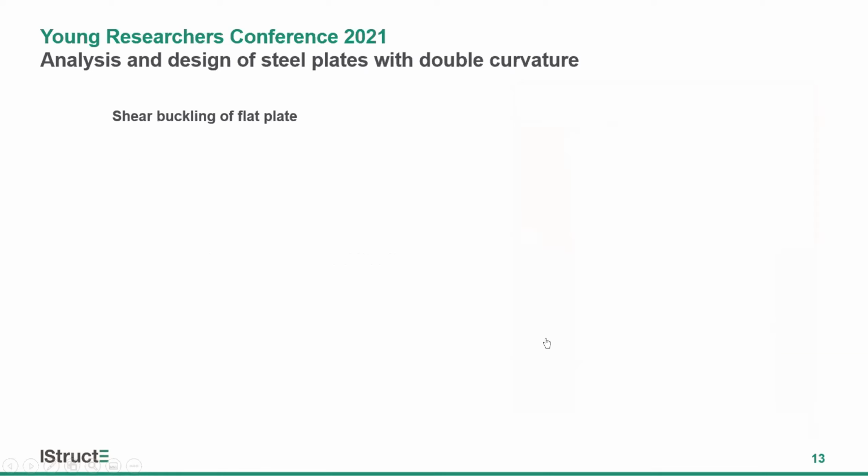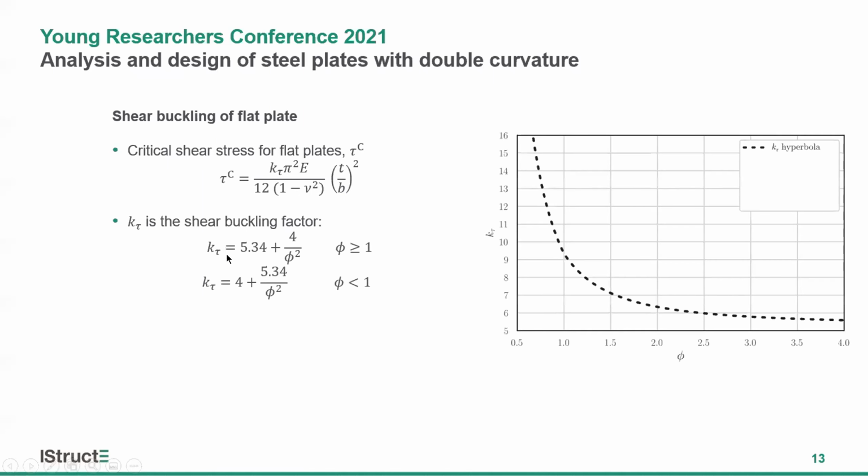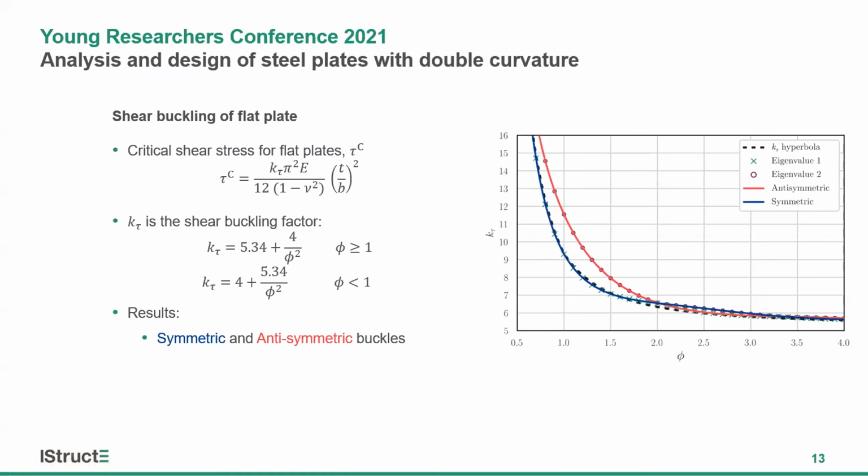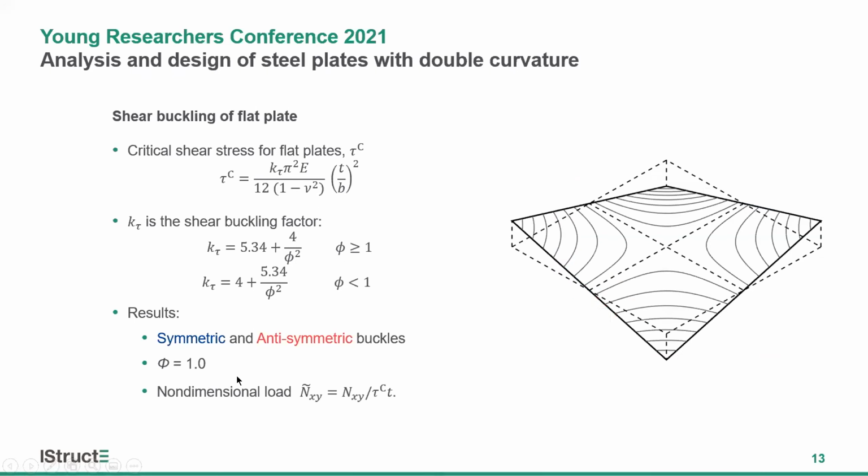Starting off with some analysis of the critical shear stresses, I'm doing this for the flat plate, which is presented by this expression in the Eurocodes, where K tau is the shear buckling factor that varies according to this hyperbola, which is based on the aspect ratio of the plates. Now, if we plot the first two eigenvalues from our finite element results and classify the eigenmodes that correspond to these eigenvalues, we see that two distinct buckles occur, one which is symmetric about the tension diagonal and the other which is antisymmetric about the tension diagonal. If we classify the remaining aspect ratios, we can predict which mode would be more dominant depending on the aspect ratio. In the interest of time, however, in this presentation, I'll be focusing on the square aspect ratio, and I'll also be presenting my results in terms of a non-dimensionalized load.